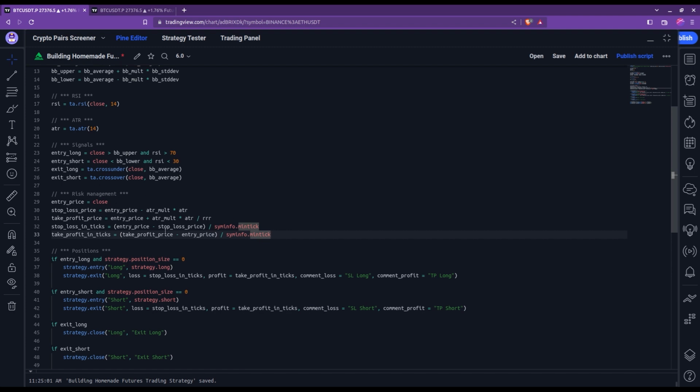Nice, now we have the main structure of our strategy. Time to add risk management. I've added the part of the code that deals with the risk management here.